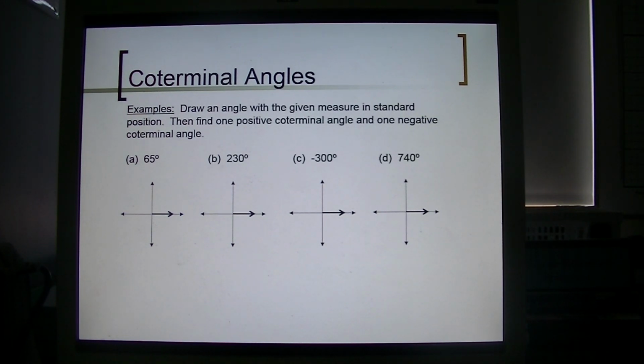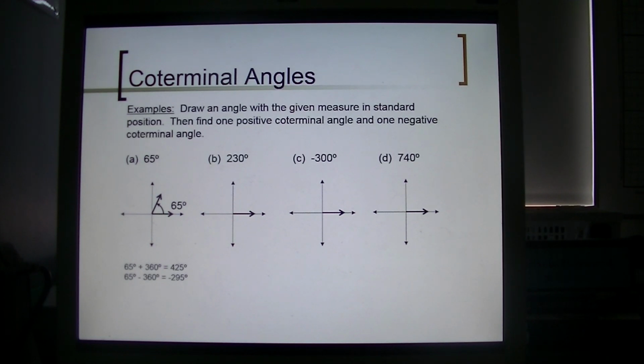Okay, let's take a look. 65 degrees. I don't think 65 degrees is a big deal. Hopefully you ended in the first quadrant, maybe a little closer to the positive x-axis. 65 degrees should look like this. Melanie, what's a positive coterminal angle? 425 degrees. Oh, and I guess it's going to show us the other one at the same time. Negative, did you get negative 295?